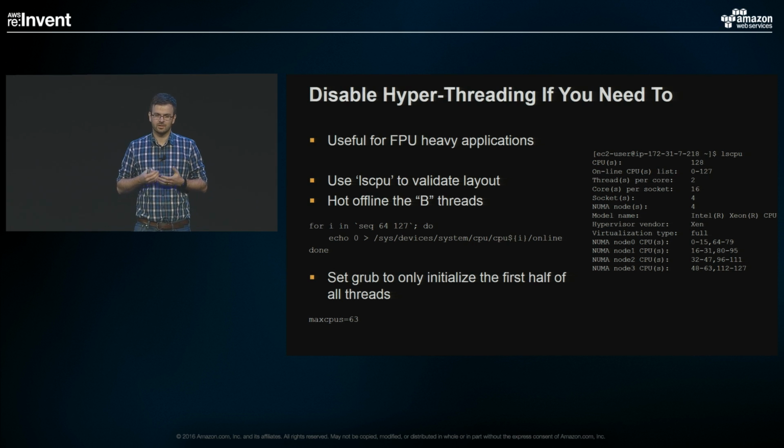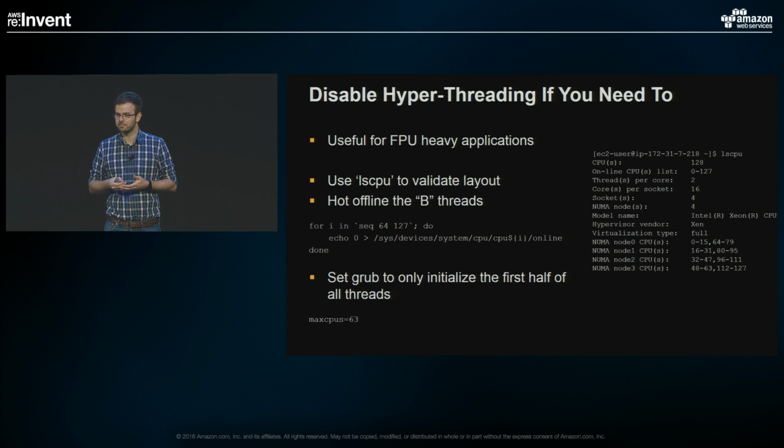On Linux, the way threads are enumerated makes it really easy to turn off hyperthreading. So let's say you have 2 processors. The A threads of each processor are listed first. So say 0 through 10 on an M4, and then you've got 10 through 20 on the other CPU socket. The B threads are then listed second. So to disable hyperthreading, all you need to do is turn off those B threads.